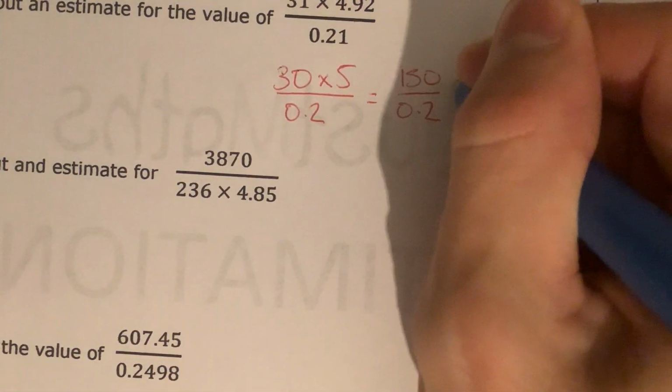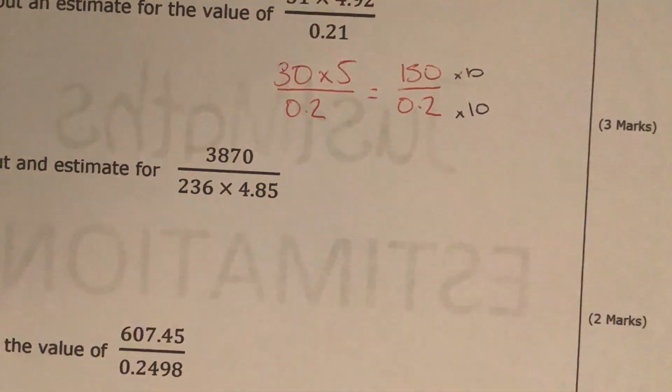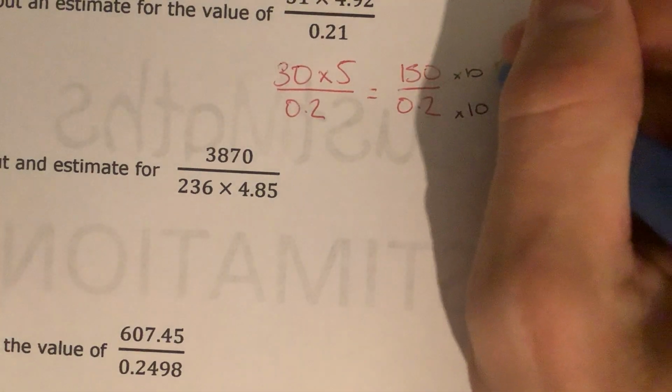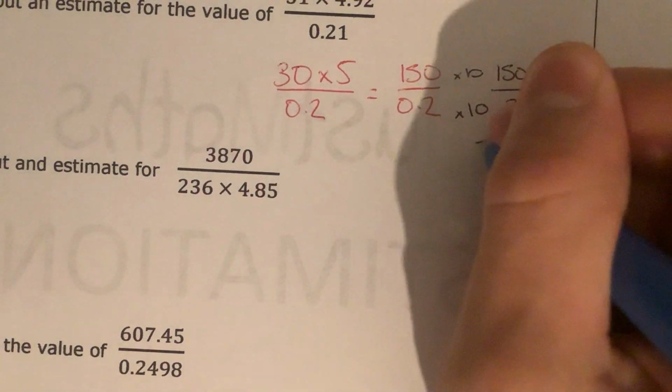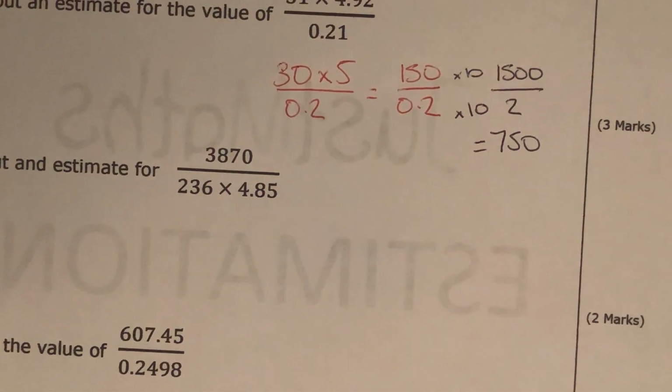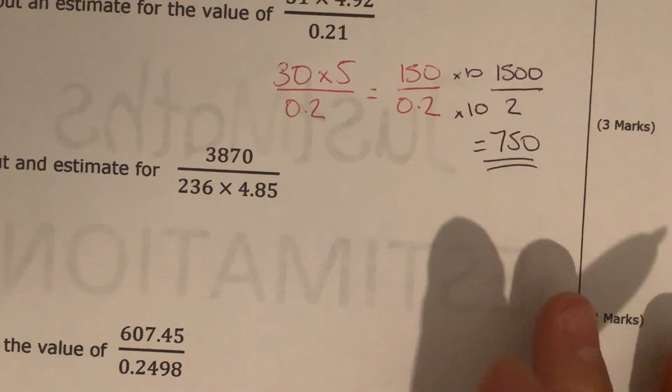Now, if I multiply both of those by 10, it'll make it easier. Because I'm multiplying them both, it's an equivalent fraction. So I've got 1,500 divided by 2, which is 750. So my answer to that one is 750.